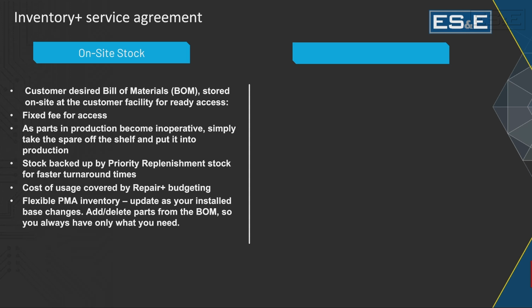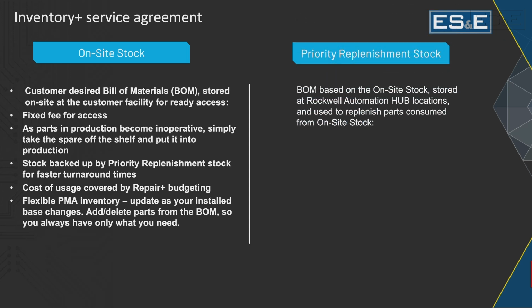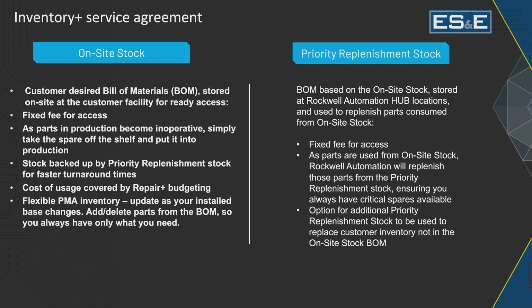And we talked about how flexible the inventory is here. The other piece of this is the priority replenishment stock, like I mentioned before. This is stored at the Rockwell hub locations and is used to replenish what you take out of the on-site stock and put into production. So again, this is just talking about the fixed fee for access. As parts are used from the on-site stock, Rockwell will replenish those parts from the priority replenishment stock.